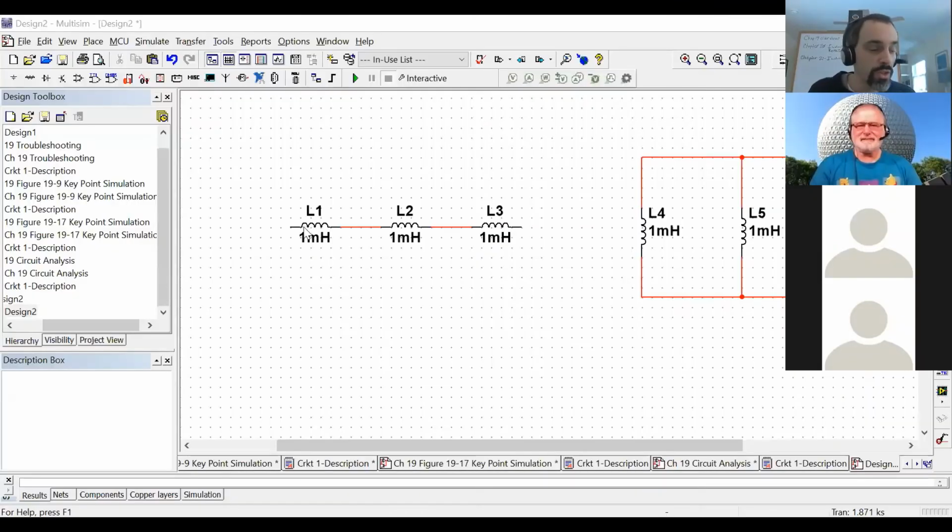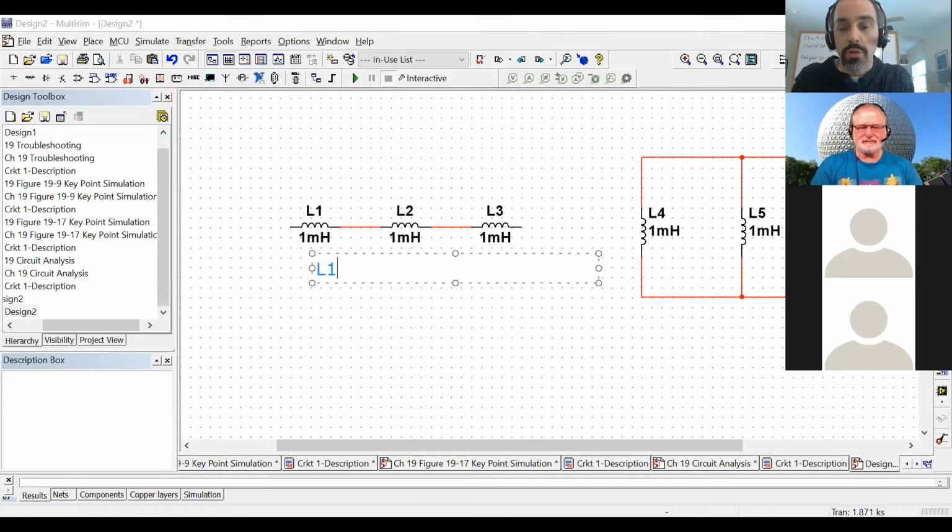So if you have inductors in series, you add them together. So basically, you just add them together. And annotate. So this would be L1 plus L2 plus L3.